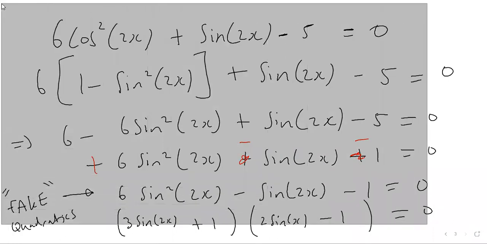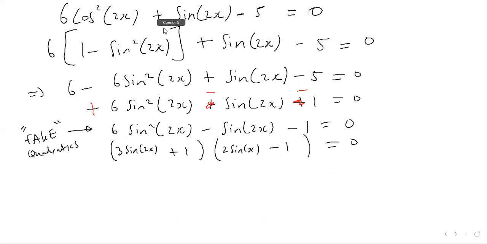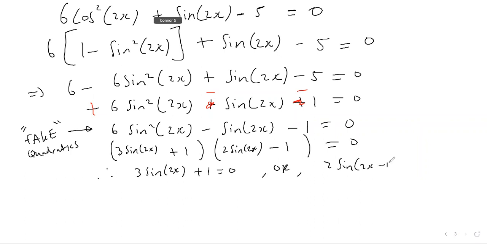So now we can actually try and solve the equation. So we get 2 solutions for sine 2x. I forgot the 2x in here, sorry, my bad. So we get 3 sine 2x plus 1 equals 0, or we get 2 sine 2x minus 1 equals 0. Solving this first one gives us sine 2x equals minus 1 over 3, or we get sine 2x, add 1 to both sides, divided by 2, is a half. So we get these two solutions.